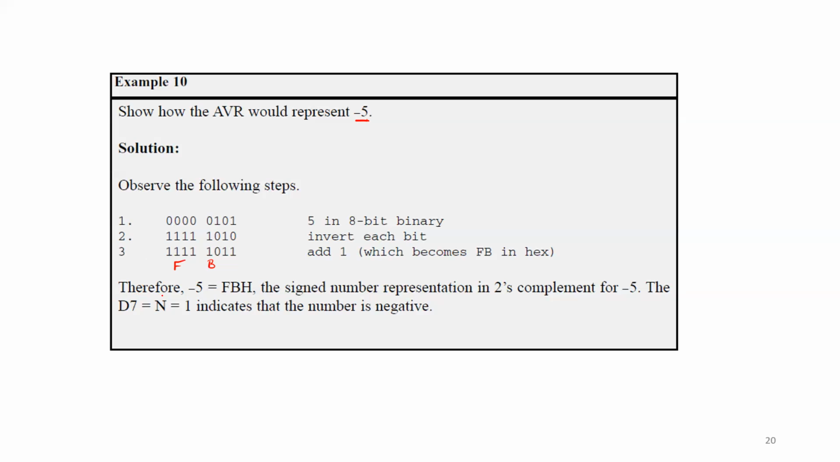So we can say here -5 equals FB in hexadecimal, the signed number representation in 2's complement for -5. So again, guys, when you see a negative number in a microcontroller, you cannot figure out the data. You have to bring the equivalent 2's complement in order to get the real value of this number.